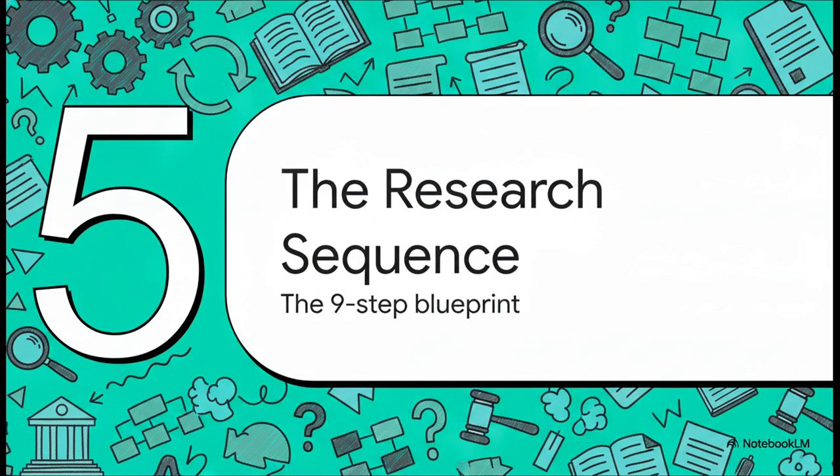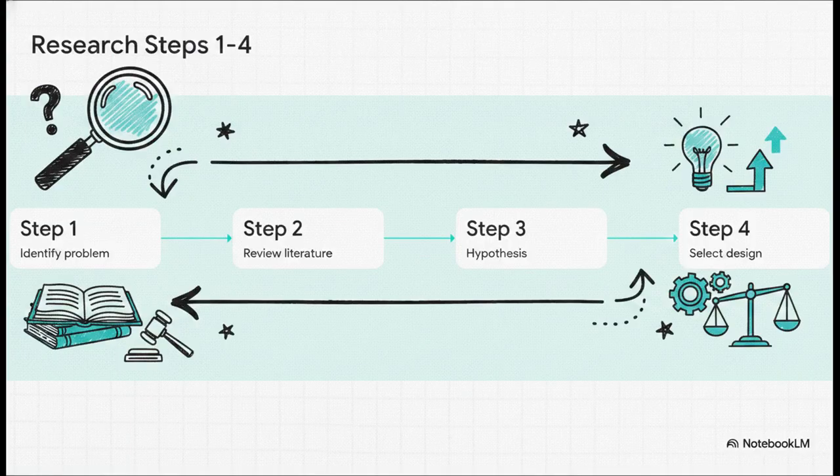Let's bring it all together in Section 5, the research sequence. This is a strict, linear process, and you really shouldn't skip steps here. Step 1. Identify and formulate your exact research problem. Ask yourself, what exactly are you trying to solve? Step 2. Review the existing literature. Dig into both the primary laws and the secondary commentaries just to see what's already been established. Step 3. Based on all that reading, you formulate a really clear hypothesis or specific research question.